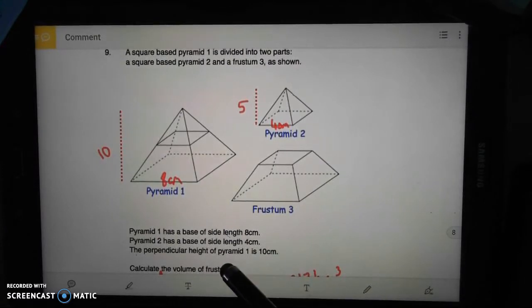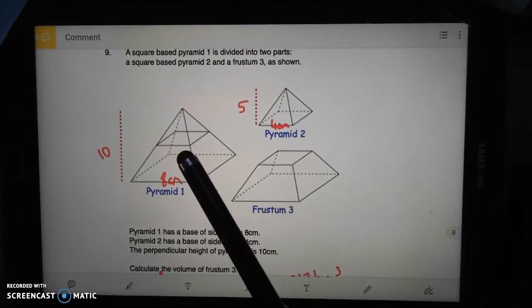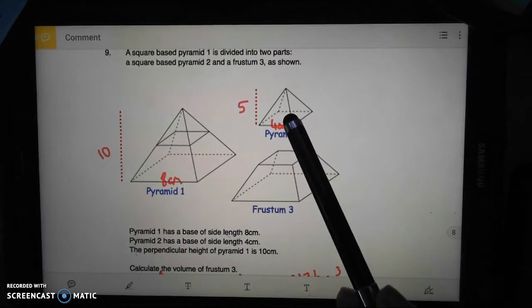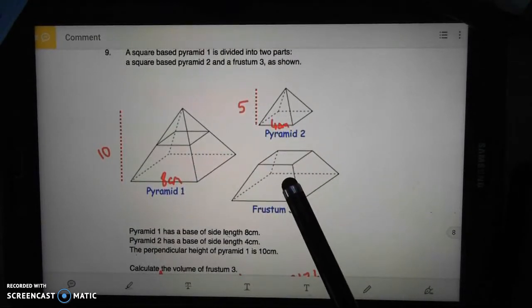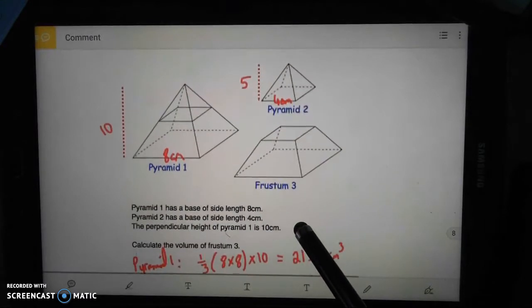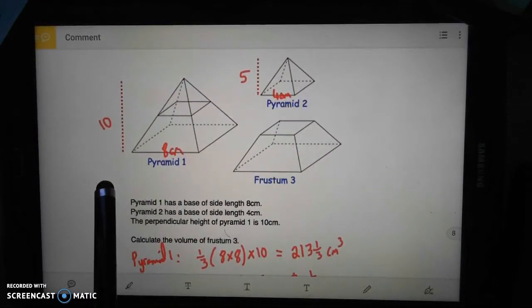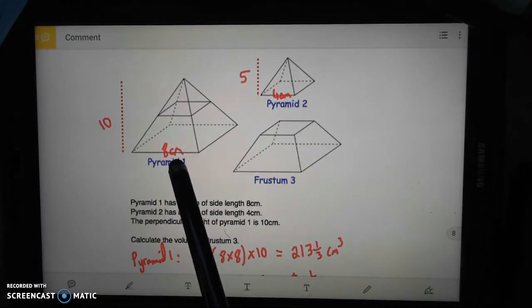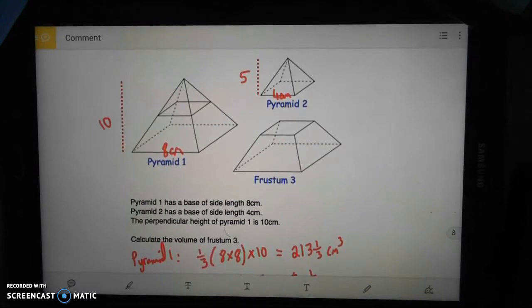Now the question is saying calculate the volume of the frustum. So this one here. If we know the volume of this big pyramid 1, and we know the volume of the small pyramid 2, we subtract the two volumes, we will have the volume of the frustum. So pyramid 1, as you can see, the area of the base inside the bracket is 8 times 8, which is a square, and the vertical height was 10, and then you times it by a third. When you put that into your calculator, you should get the answer to be 213 and a third, or 213.33333 recurring centimeter cube.